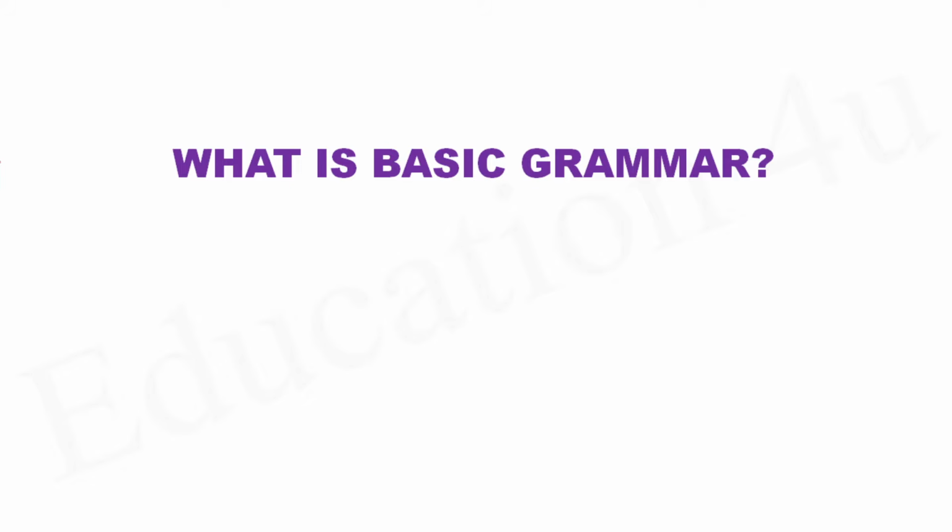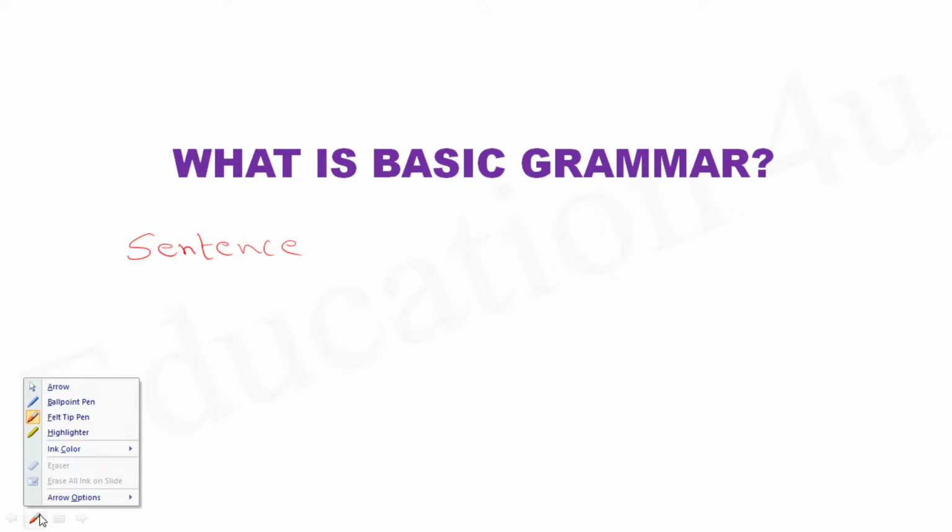Like I have just asked you, what is basic grammar? As far as English is concerned, basic grammar is all about sentence formation. In English language, basic grammar is about sentence formation. What is this sentence formation? Sentence formation is all about subject, verb, and object, correct? Generally, any sentence would have subject, verb, and object.